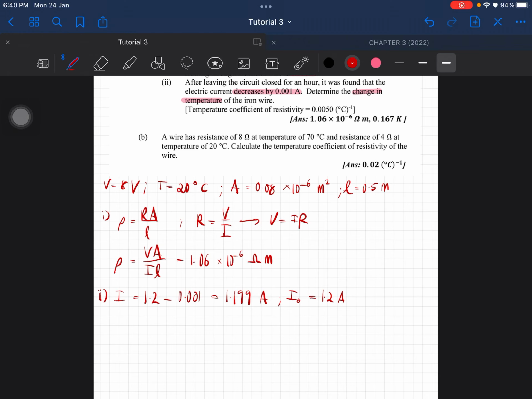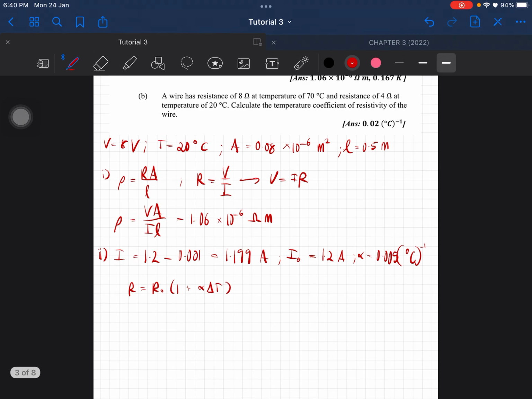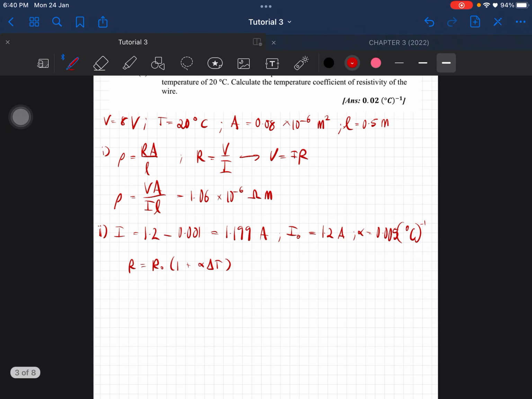Okay, so the alpha is also given, which is equal to 0.005 degree Celsius per degree Celsius. So from here you can use the equation R equal to R naught times 1 plus alpha delta T. So this is the equation for the variation of resistance with temperature. So again, we do not have the value of resistance, so we are going to use V over I. V over I naught times 1 plus alpha delta T. So you rearrange for delta T, so you should get 0.167 Kelvin as the answer.